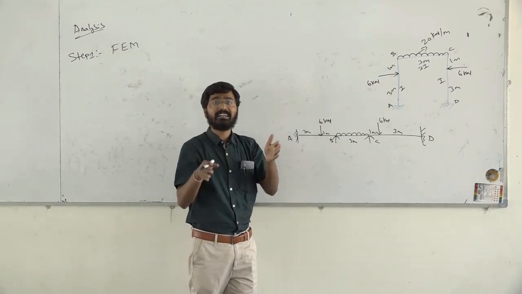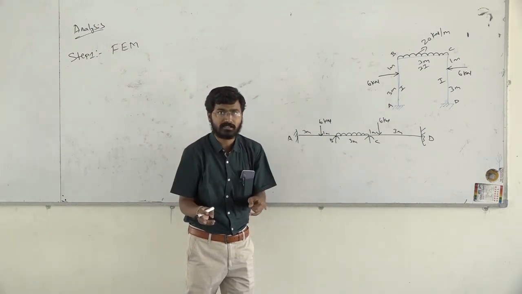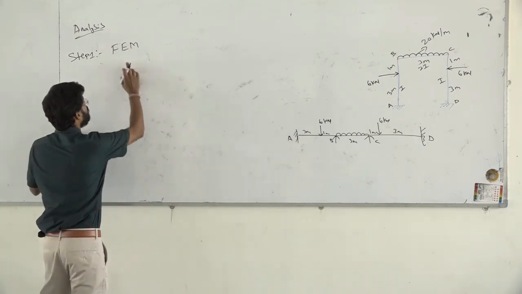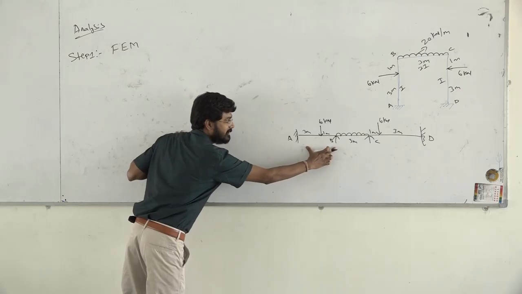This member we treat as a fixed support and we are going to calculate the moments on both the sides. Whatever moment we get, that is nothing but the fixed end moments we call. So first step, let us go with our first part of a beam, AB. Let us see this beam.